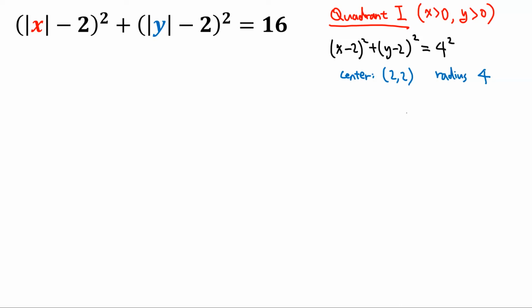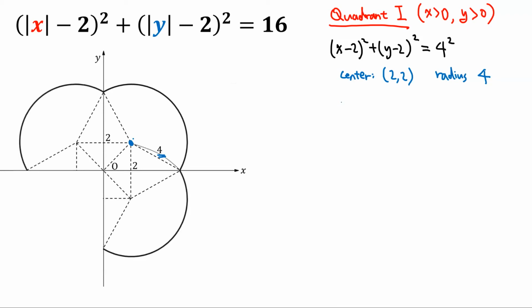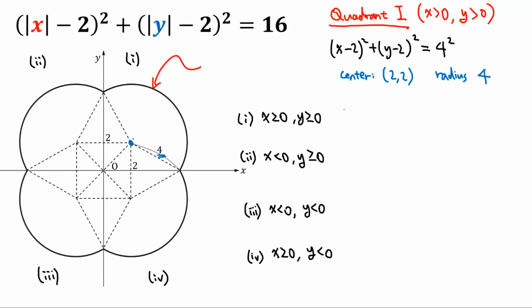So what we have to do here is to draw this circle in the first quadrant, and it looks like this. (2, 2) is the center and 4 is the radius, and we perform a symmetric operation with respect to the x-axis, the y-axis, and the origin. Then we obtain the curve like this. Or we can simplify the equations of the curve for all 4 quadrants by dividing into the following 4 cases.